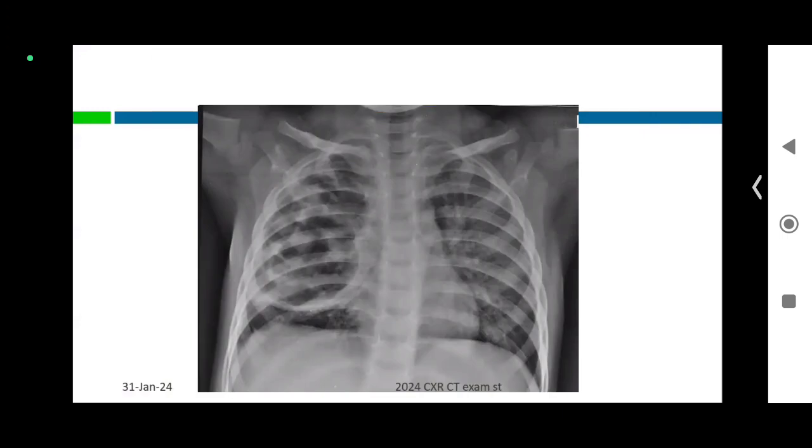Now what do you see in this X-ray? A child with pneumonia. Normally when they give an X-ray, at least 4 or 5 important points about the particular child will be given, or they will give you 4 or 5 X-rays, and you just diagnose and treat. That's all. So what is this?